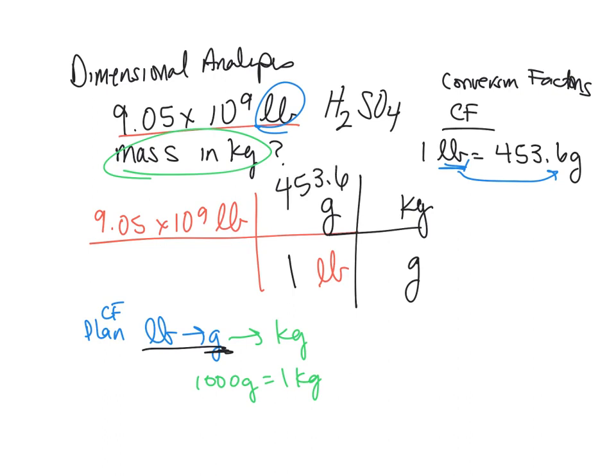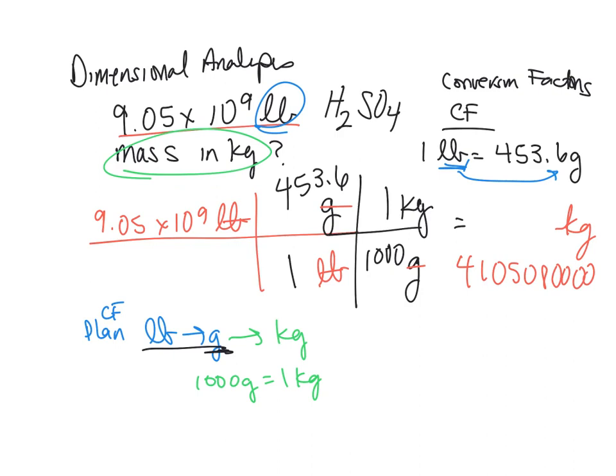453.6 goes with gram. 1,000 goes with gram, and 1 with kilogram. And you'll see that pounds cancel out, grams cancel out, and you're left with kilogram. So now you get your calculator, and you do 9.05 EE 9 times 453.6 divided by 1,000. And so that's 410508000 kilograms. And then you double check that to make sure you have the right zeros.